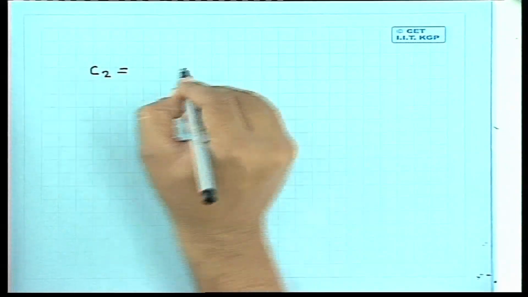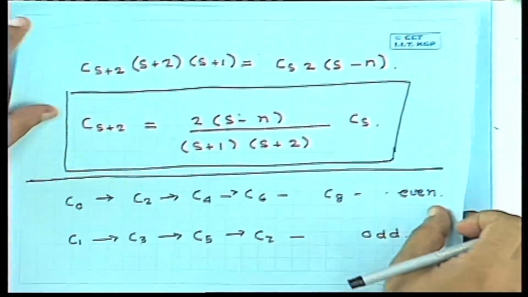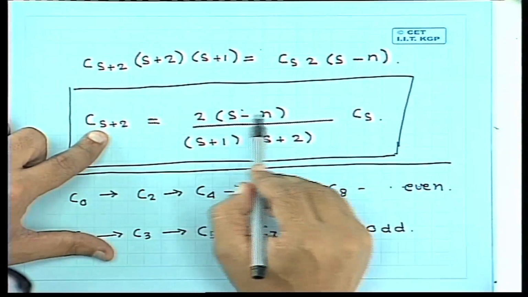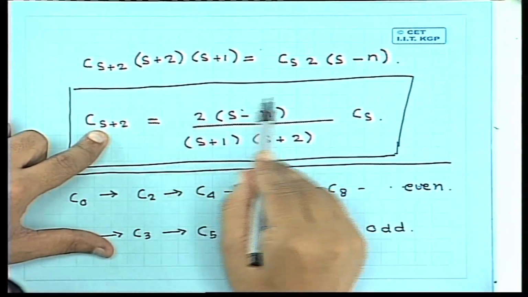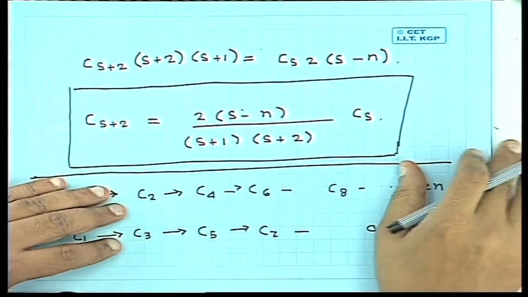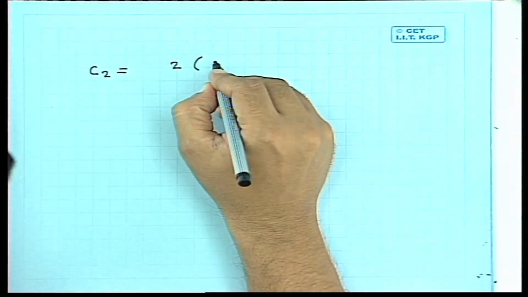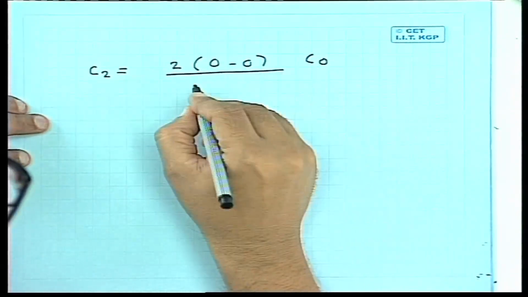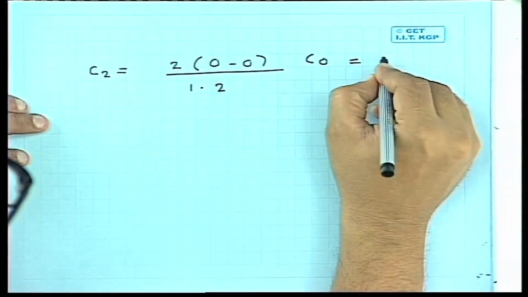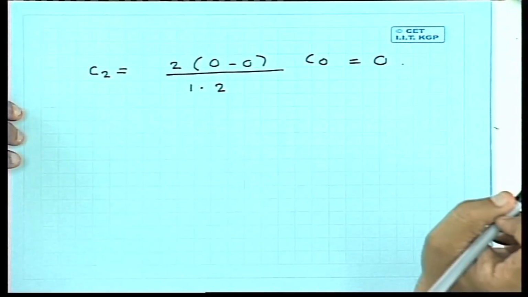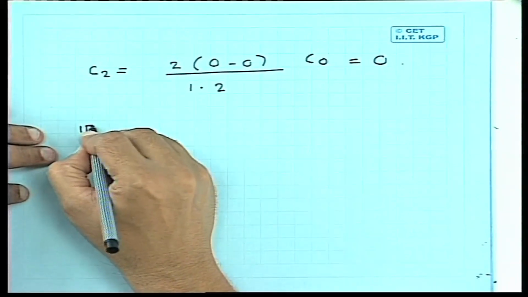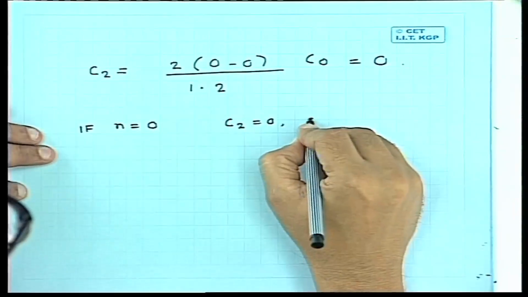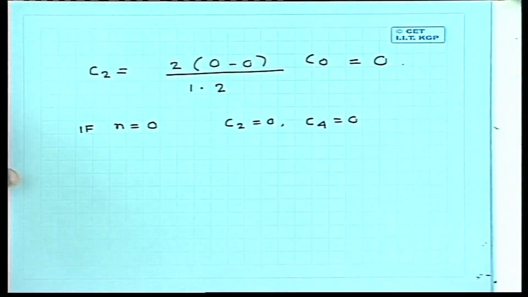So C2 will be obtained by setting s equal to 0. If we set s equal to 0, we find that n is 0, s is 0. So the numerator on the right hand side is 0, which means that C2 is equal to 0 times C0 by 1 into 2, which is 0. So if n is 0, then C2 is equal to 0, C4 is equal to 0, all the others are 0.